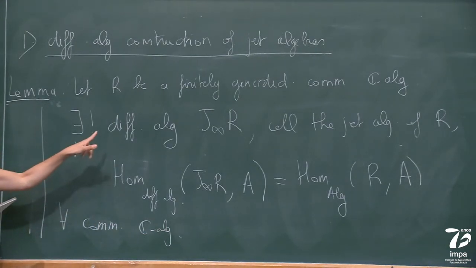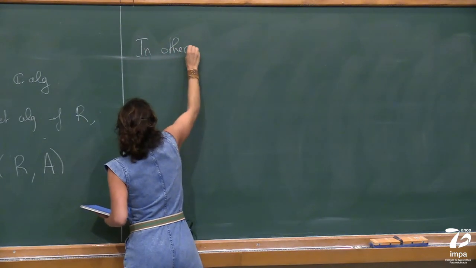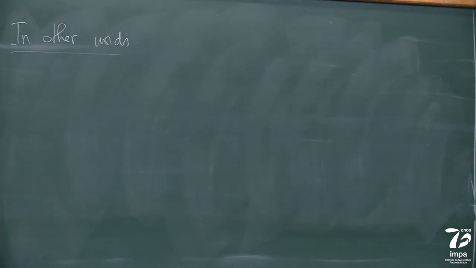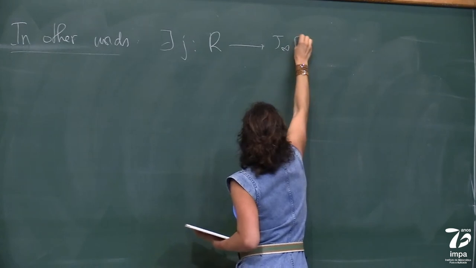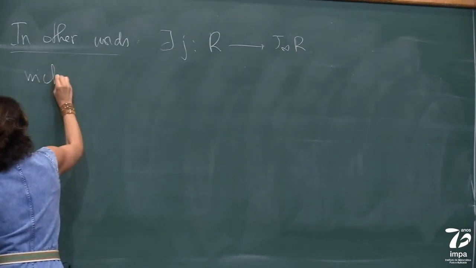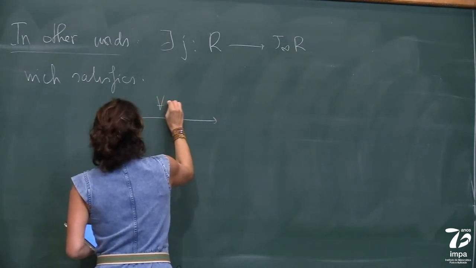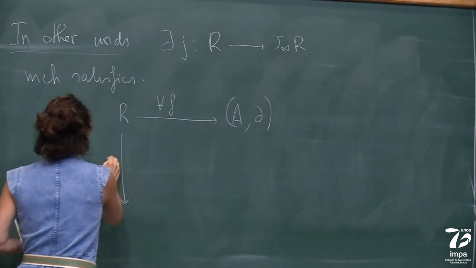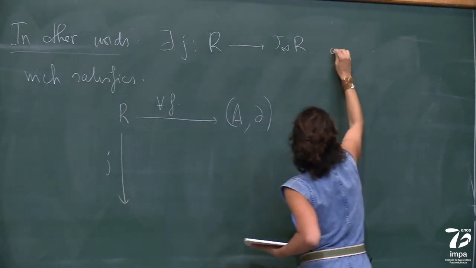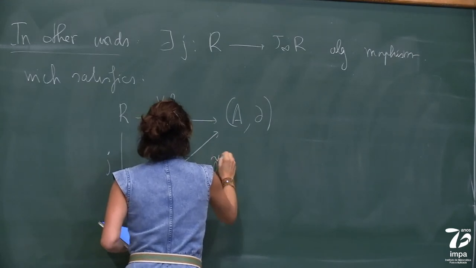Okay, so in other words, this jet algebra satisfies the following universal property. The identity morphism here provides a morphism from R to this jet algebra, and which satisfies the following universal property: for any C algebra morphism from R to any differential algebra A, here you have your morphism, this is an algebra morphism, then there is a map here that lifts this function.